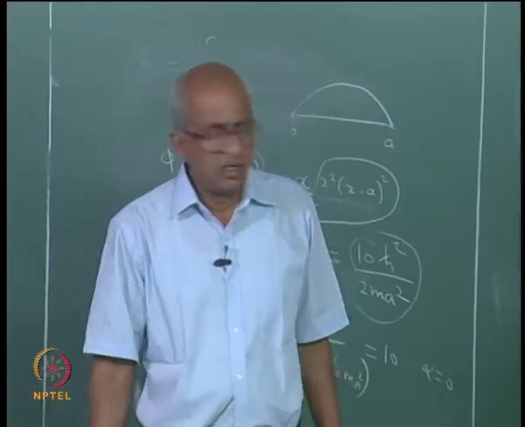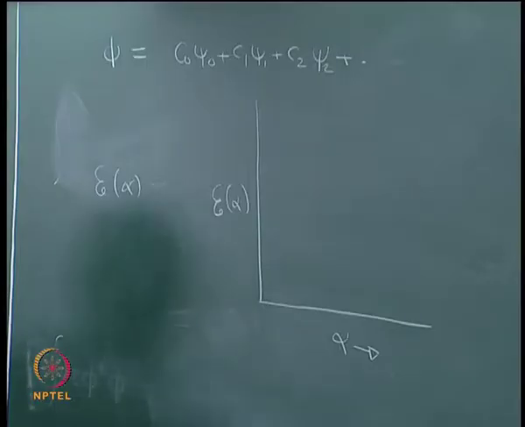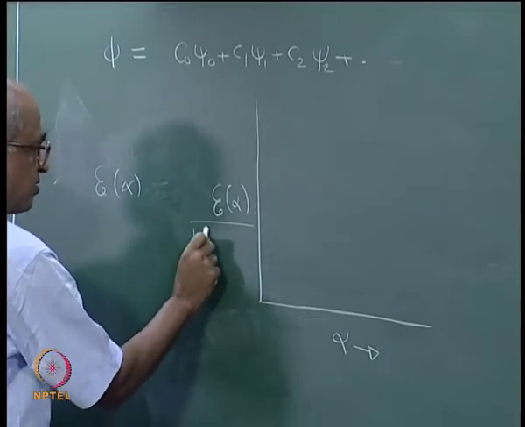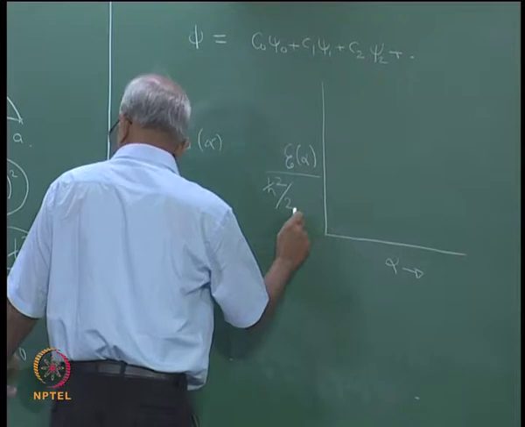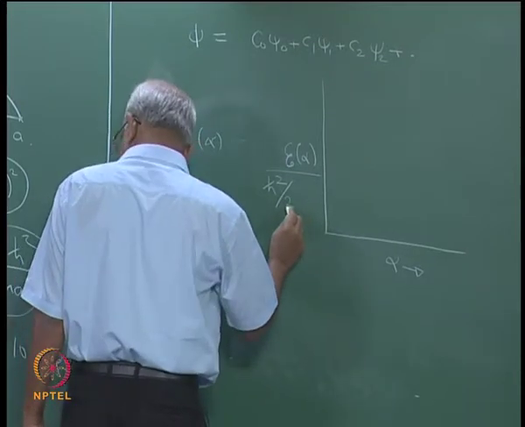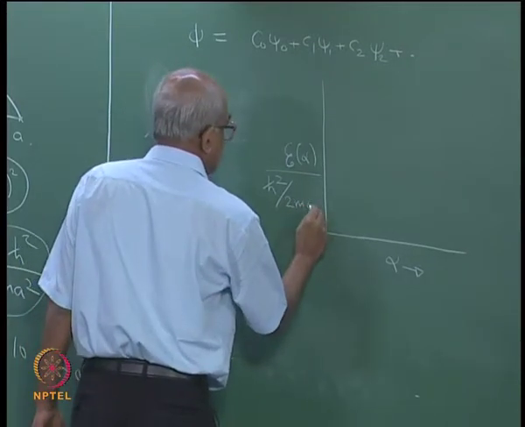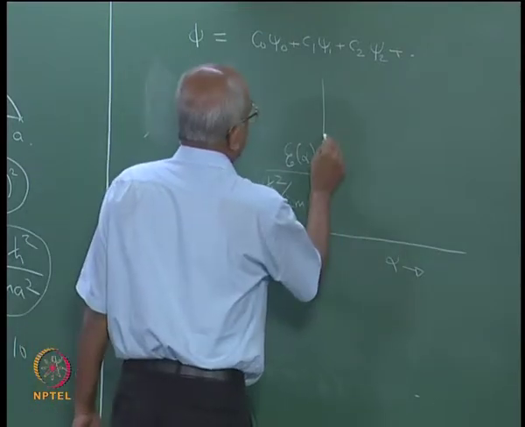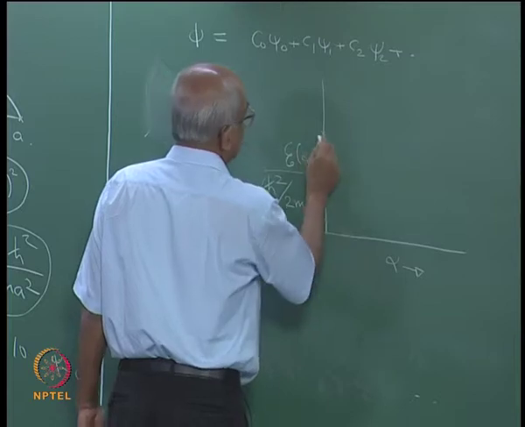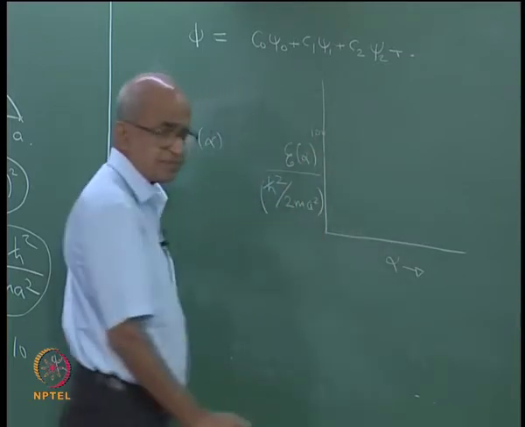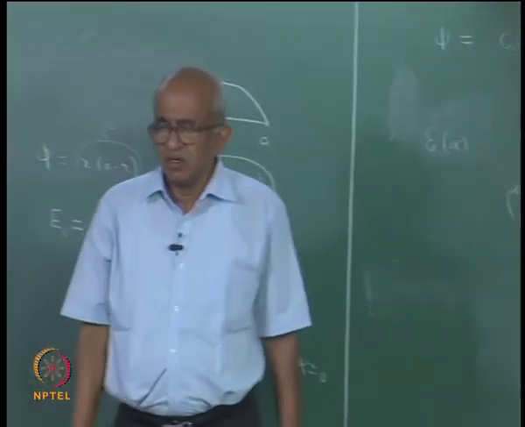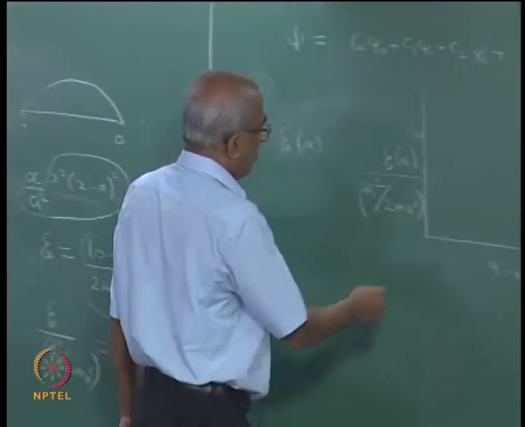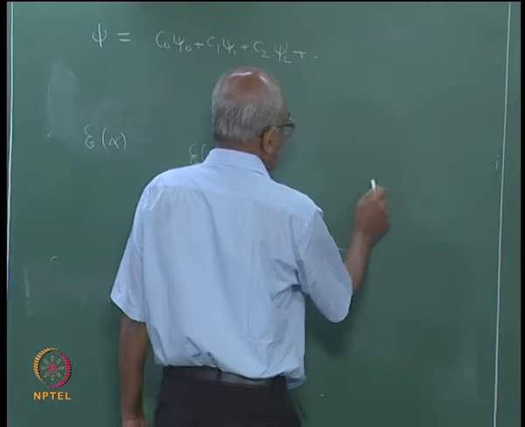In the same plot, I will not plot E alpha itself, but I will plot E alpha divided by h cross square divided by 2m a square. This is the number that I am going to plot. And I know that when alpha is equal to 0, it has the value 10. And I will also plot the actual ground state energy. How much is the actual ground state energy?